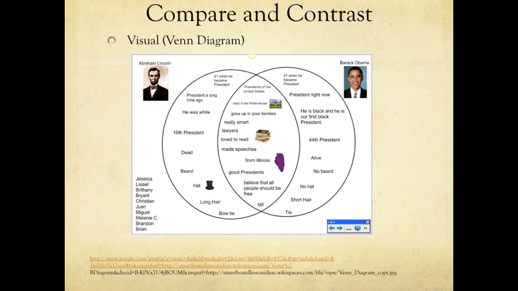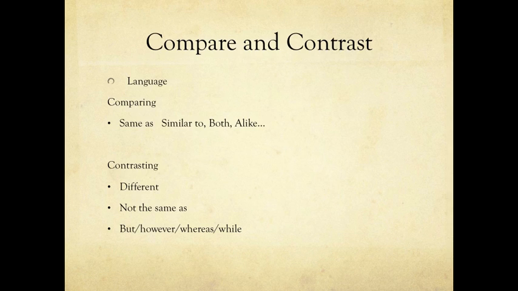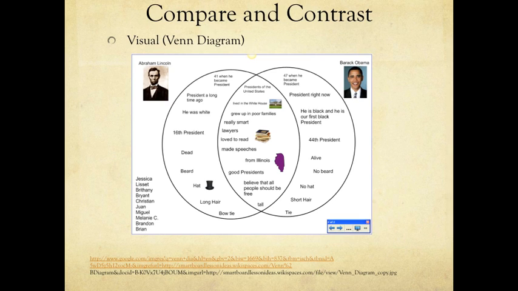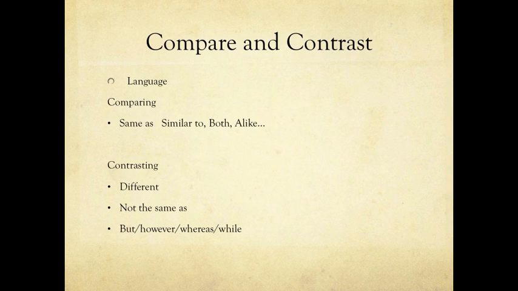And when you try to describe the Venn diagram, you need to rely on some language. When you are comparing, when you talk about the similarities, you use same as, similar to, both, or alike. For example, go back to the chart. Both of the presidents are from Illinois, so you can say, same as Lincoln, President Obama is also from Illinois. So you need to use the specific language to indicate similarity.